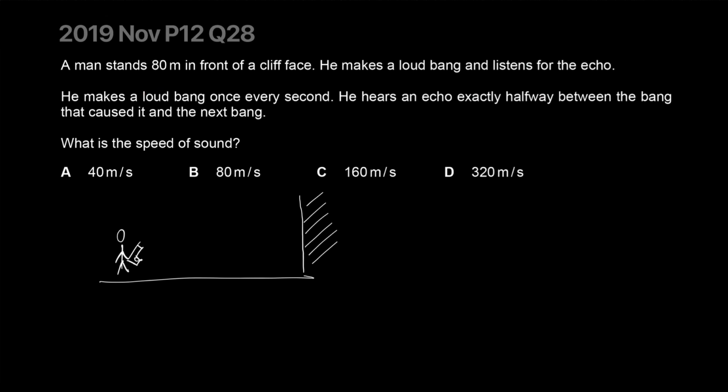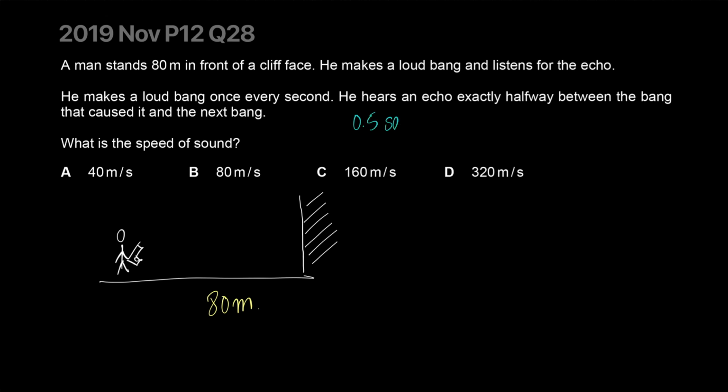A man stands 80 meters from the foot of a cliff. Wow. 80 meters. He makes a loud bang and listens for the echo. He makes a loud bang once every second. So he's an idiot. He hears an echo exactly halfway between the bang that caused it and the next bang. So he heard the echo at 0.5 seconds. Isn't that what it's trying to say?